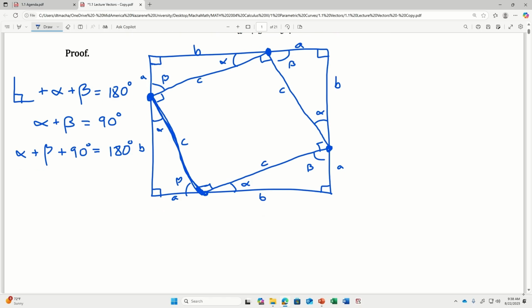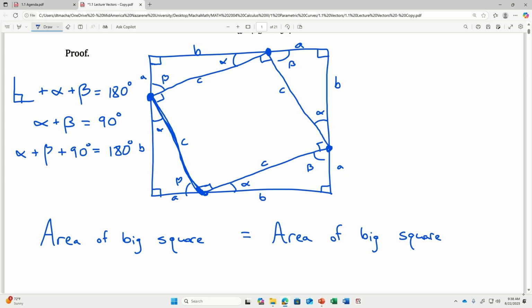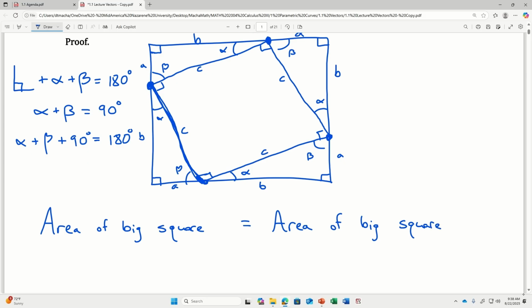Now I want to calculate the area of the big square. And I'm going to do this two different ways. In the first way, I can calculate the area of this big square by just taking one of the side lengths and then squaring it, right? So if I took a plus b squared, that should give me the area of the big square.